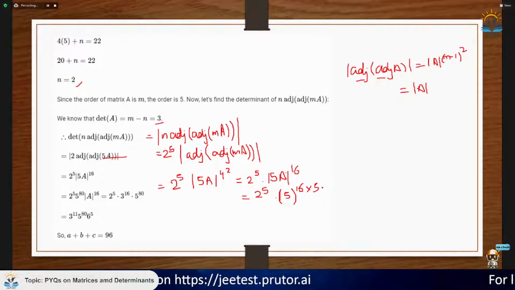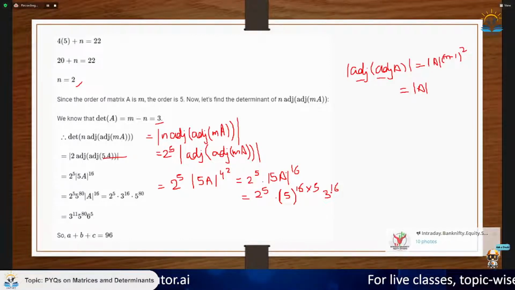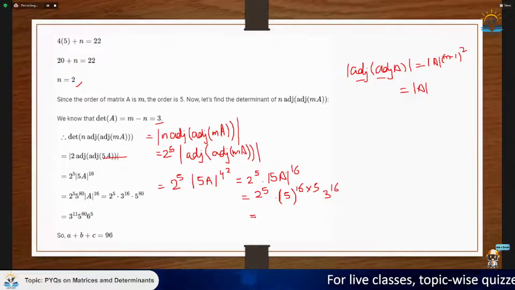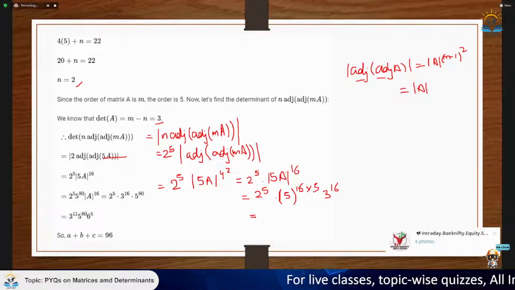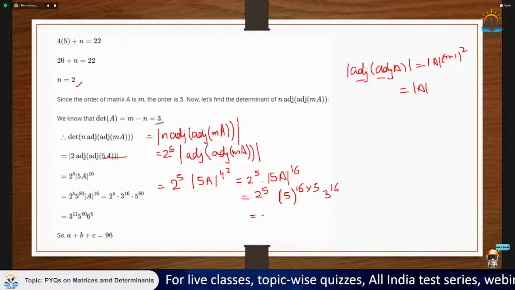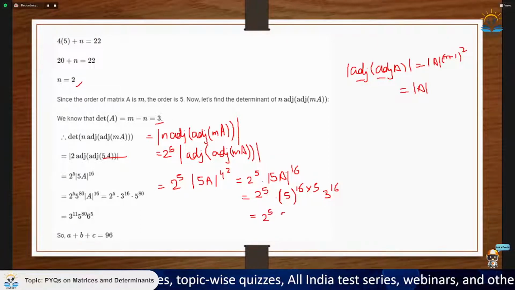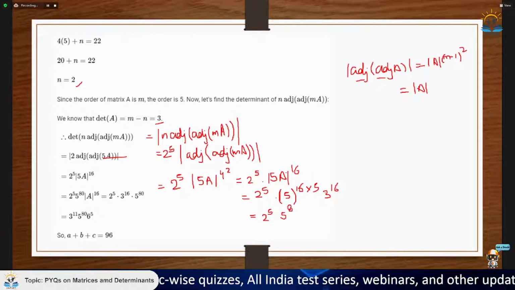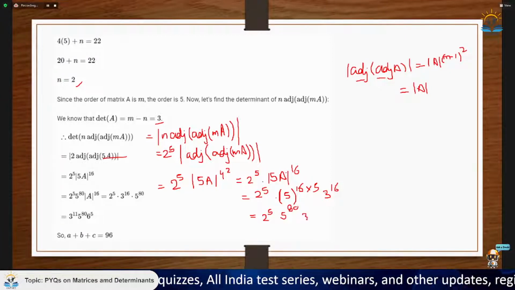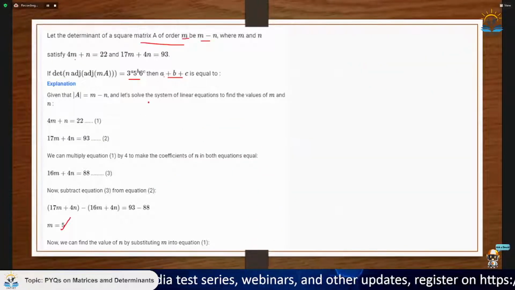So 3 power 16. Cool. Now let's make it more clear. So now it would be 2 power 5, 5 power 80, and 3 power 16. But in the given format, it is saying 3, 5, 6.